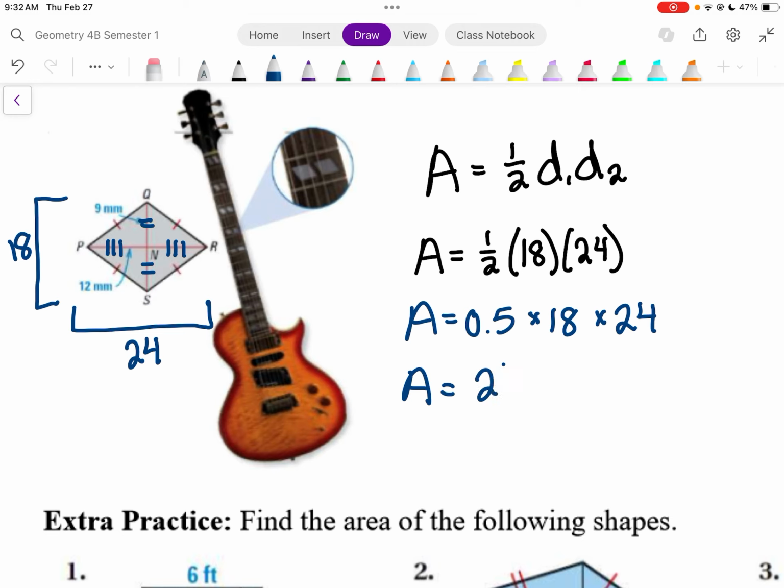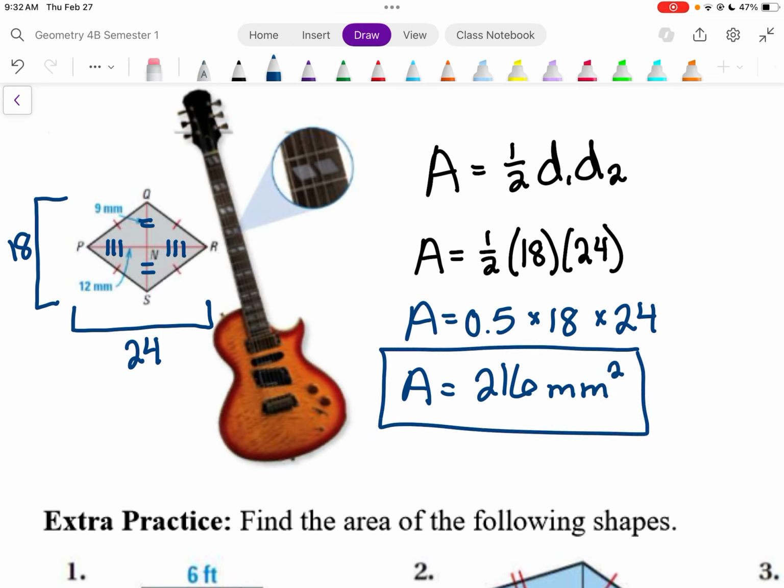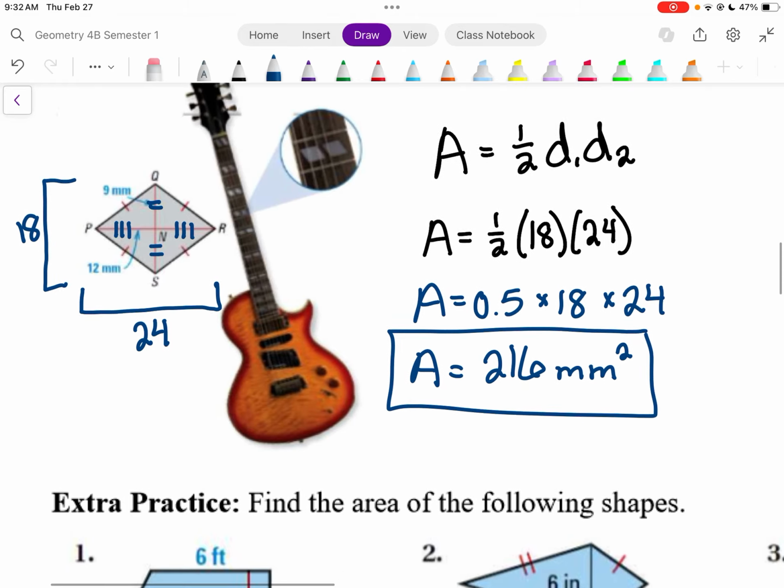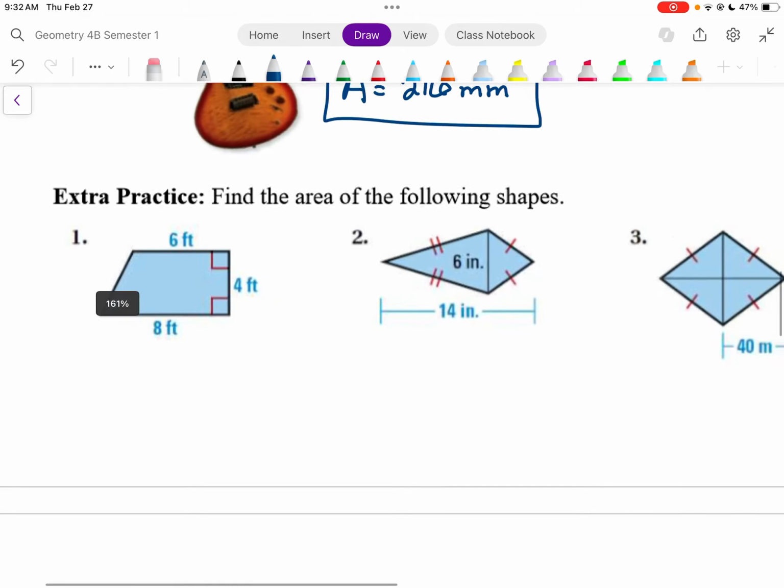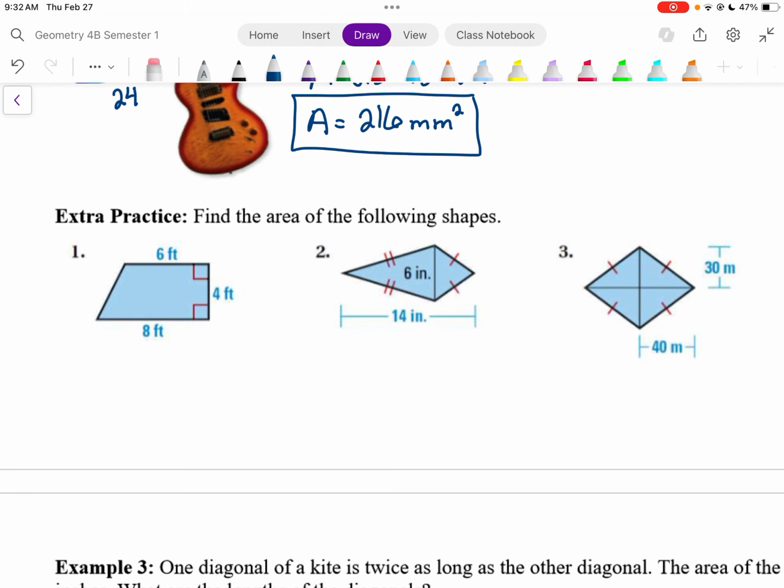And once you type that in, you should test it out just to make sure you are typing it in correctly. You should get 216 millimeters squared. All right. So then our next example, you should pause and then try to find the area of these different shapes.